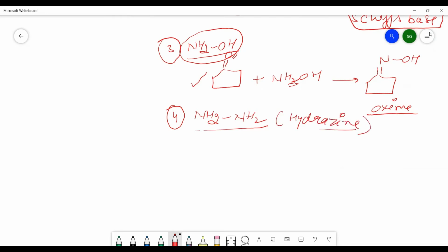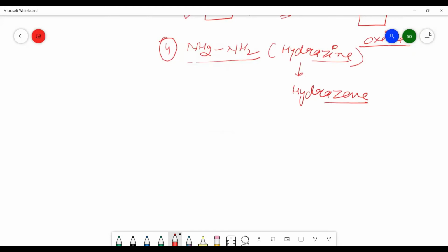When it reacts with an aldehyde or ketone, the product formed will be a hydrazone. See how it takes place. You take the aldehyde, this is acetaldehyde, ethanol, and we will add hydrazine to it. Both the NH2 groups are the same, so either can be used and it will generate the product.